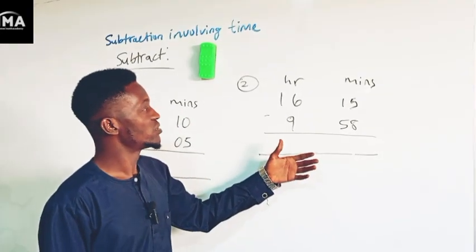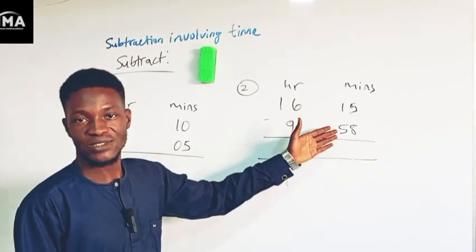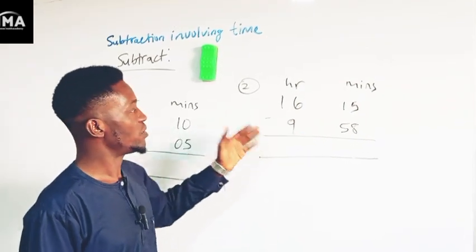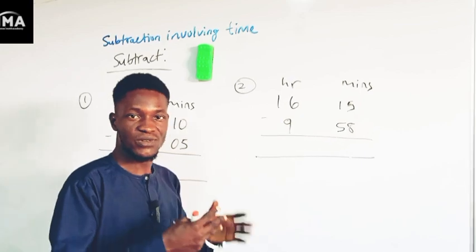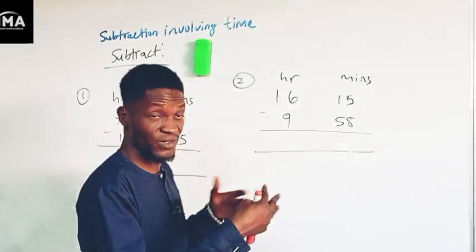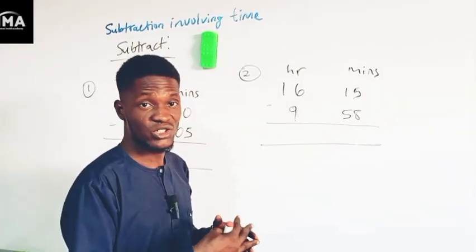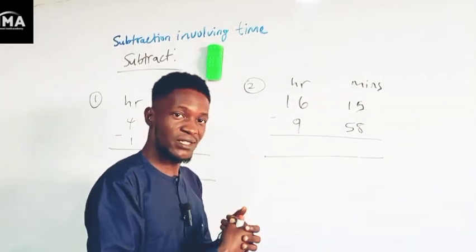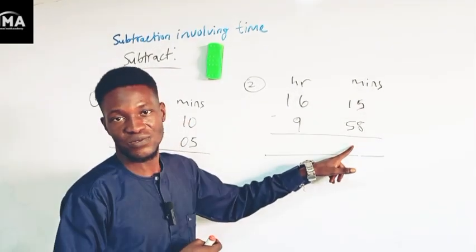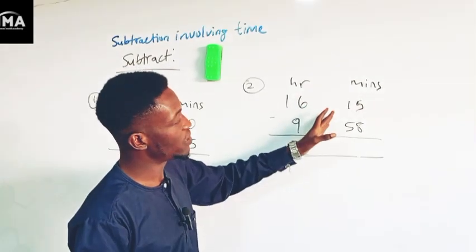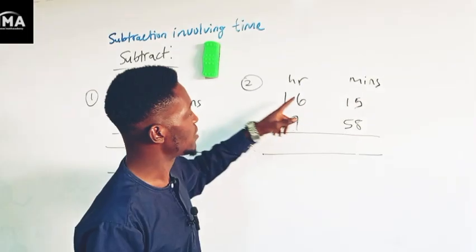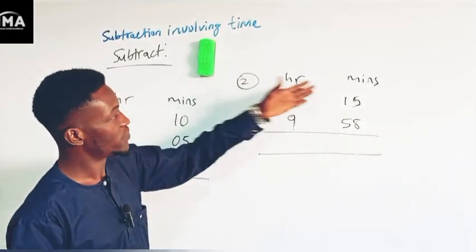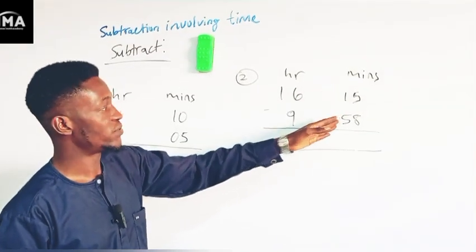In our second question, 15 cannot minus 58. You know that because 15 is smaller than 58, isn't it? Remember, I told you that the first thing when we are about to solve this is to look at the relationship, and the relationship between minutes and hours is 60. So the highest of this must not be up to 60. 15 cannot minus 58, so you have to borrow one from this 16. Why? Because 15 cannot minus 58.